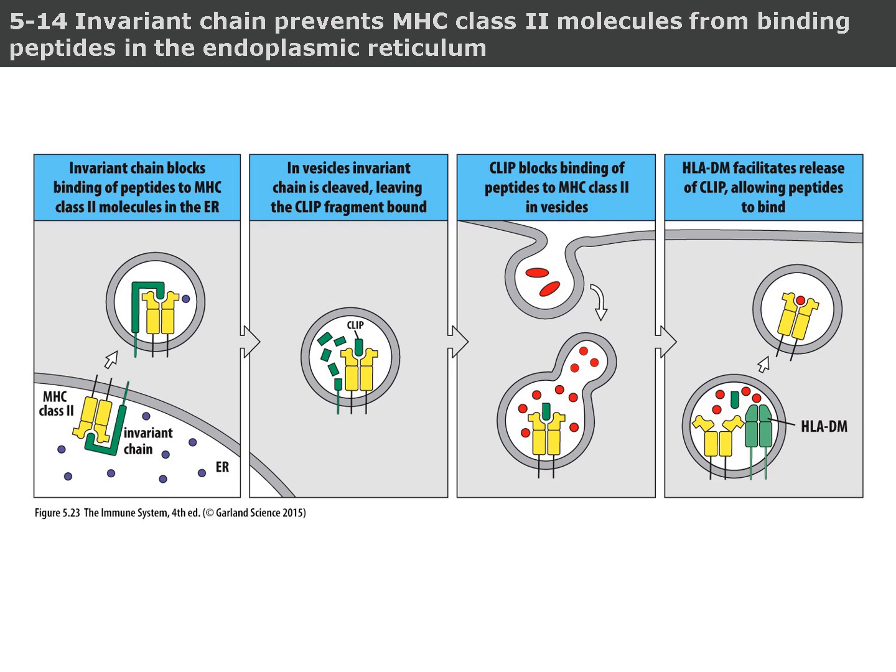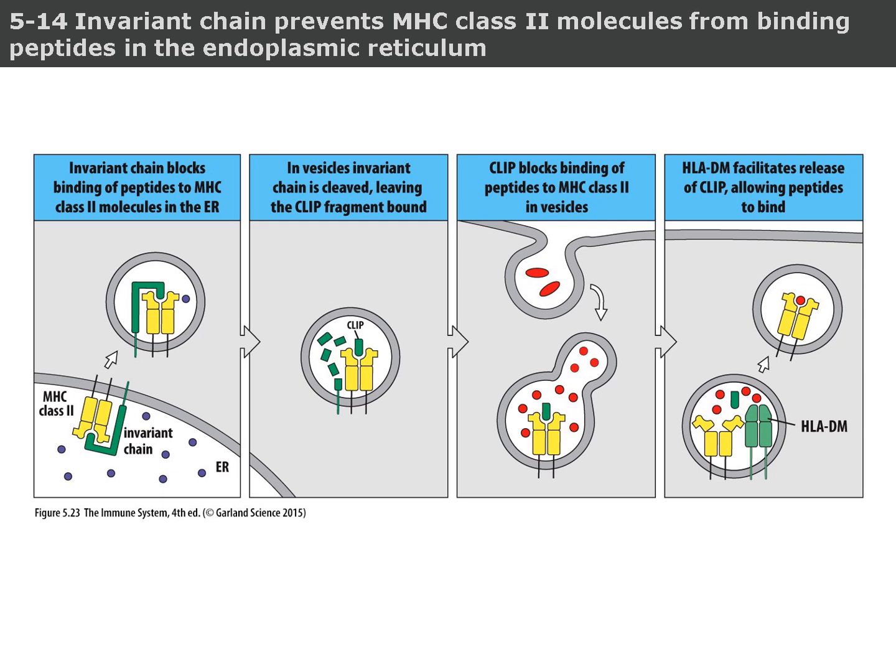In the second panel, as the MHC class II complex enters vesicles, the invariant chain is partially degraded, leaving behind a small fragment called CLIP, which remains in the binding groove. In the third panel, CLIP continues to block other peptides from binding while the complex moves through the vesicle system.